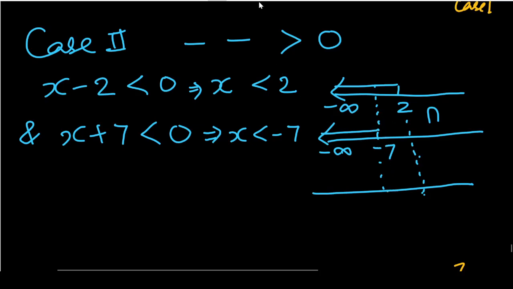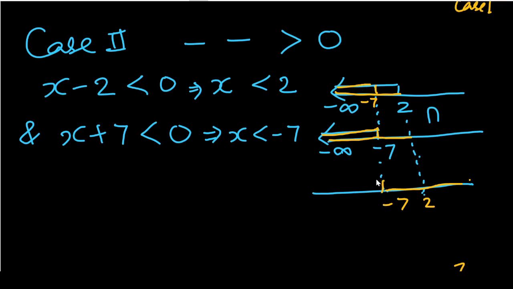From -7 to 2, there is nothing here. From here, there is something, so there is nothing here. Though there is no answer from -7 to 2. Now from minus infinity to -7, and here also minus infinity to -7, both have common solutions.